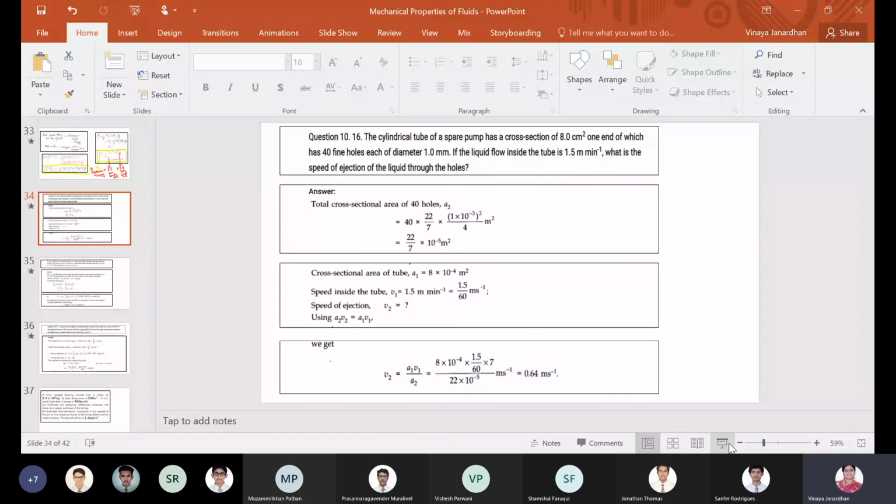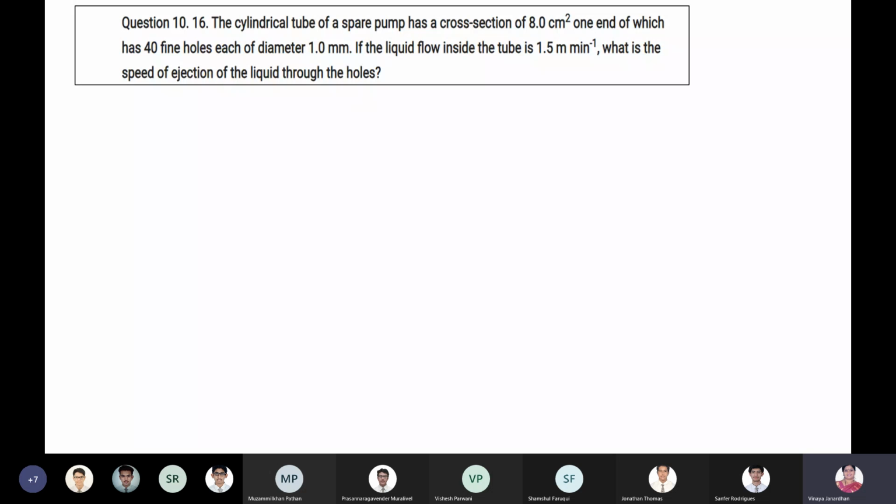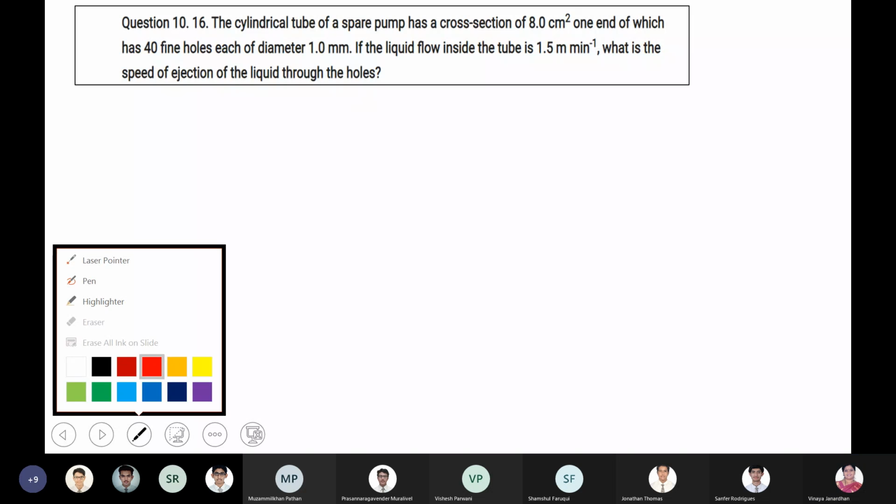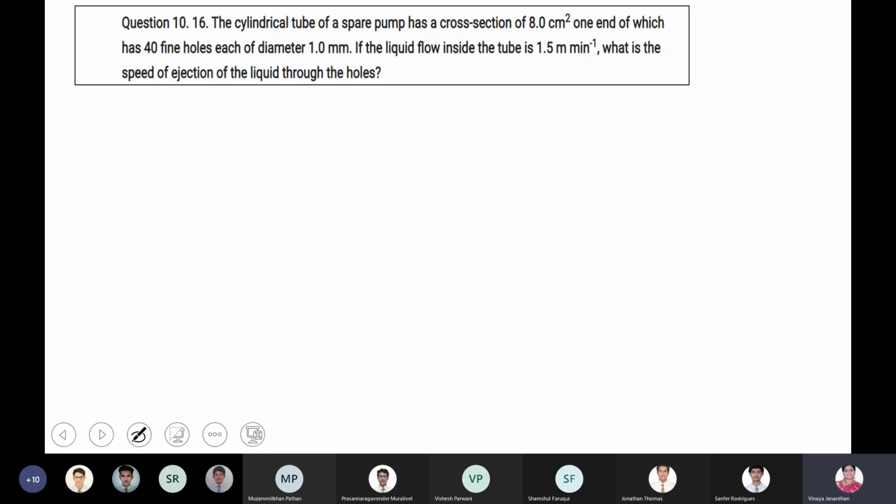Numericals on equation of continuity. Friends, a cylindrical tube question, it's based on equation of continuity.